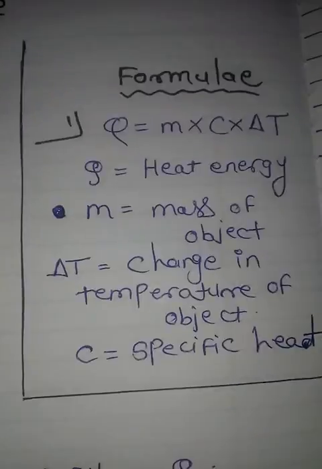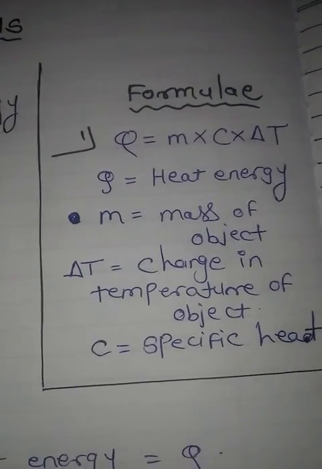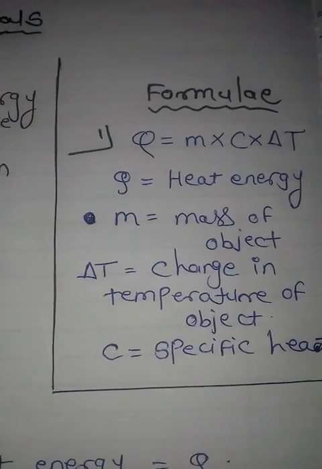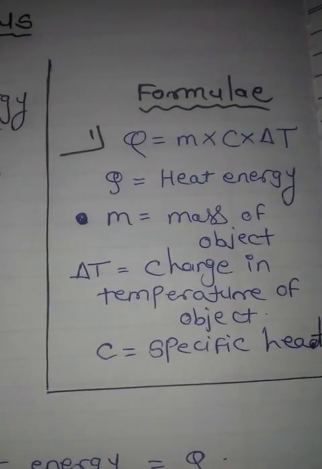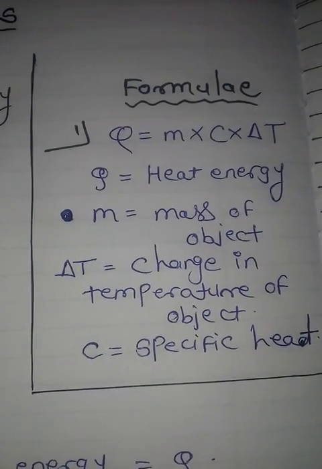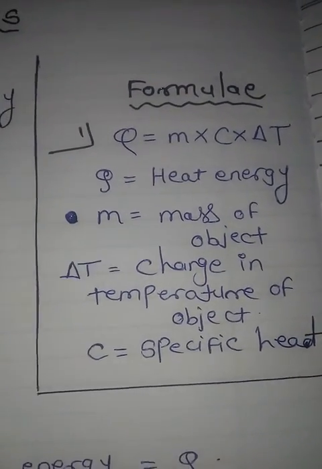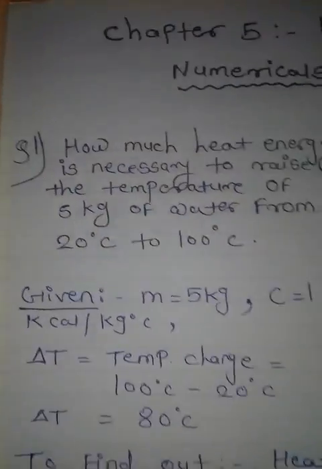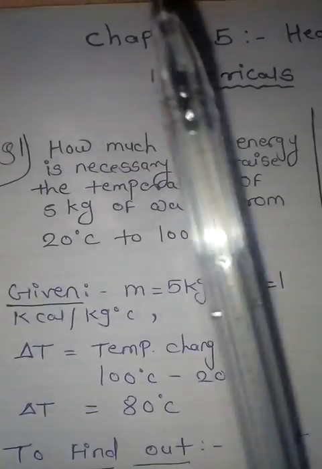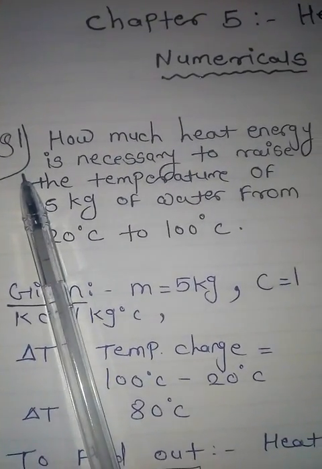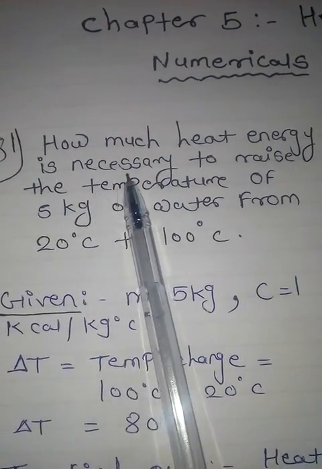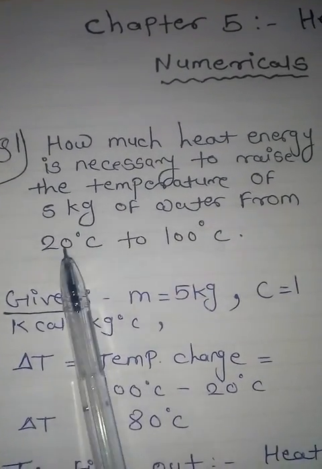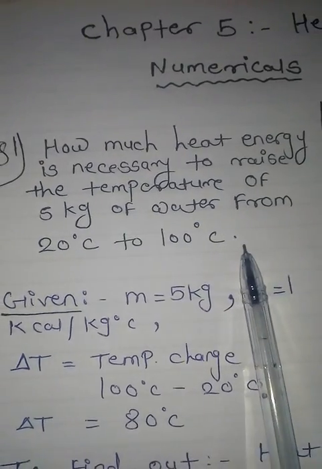This formula is related to specific heat capacity, which you will find on page number 68 of your textbook. Today we are going to solve numericals on the specific heat capacity topic. Let's see what the first numerical says. Question number 1: how much heat energy is necessary to raise the temperature of 5 kg of water from 20 degrees Celsius to 100 degrees Celsius?